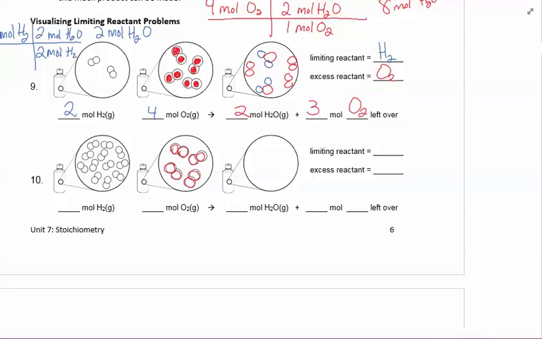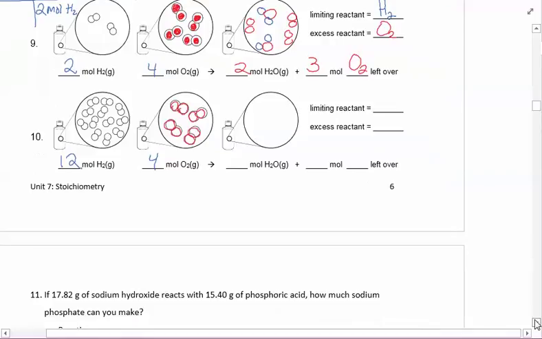Okay, so in the next example, it's the same reaction, except now we have a different quantity of hydrogen and oxygen. So what we're going to do, we're going to count up how many we have. So I have 1, 2, 3, 4, 5, 6, 7, 8, 9, 10, 11, 12. 12 moles of hydrogen and 4 moles of oxygen. So we're going to do 2 quick stoichiometry problems. We're going to take 12 moles of hydrogen.